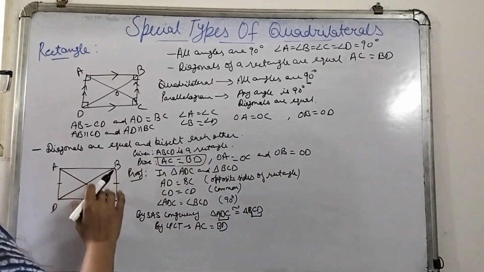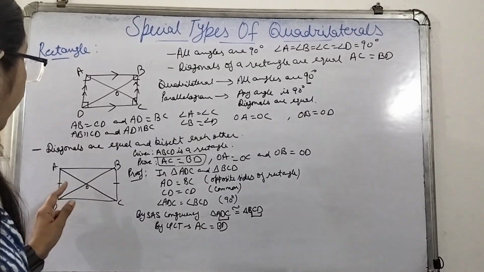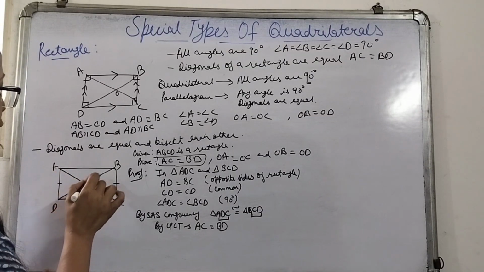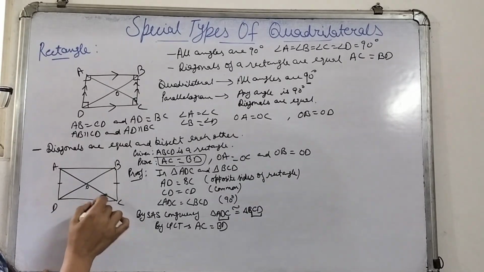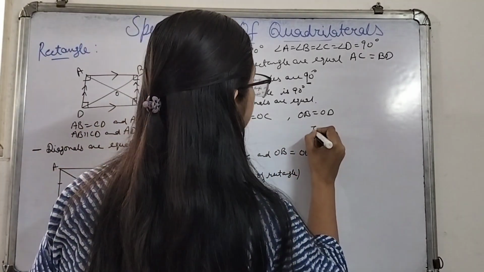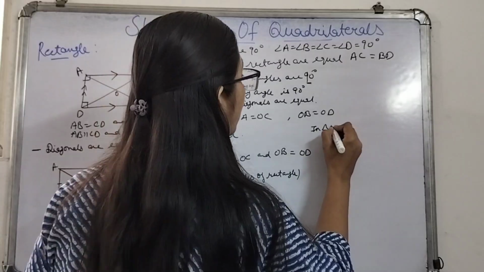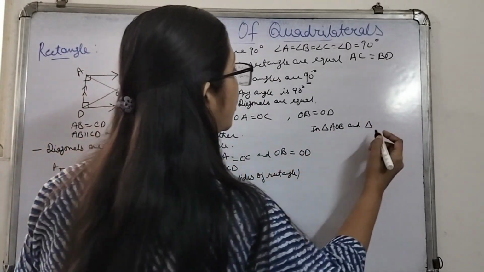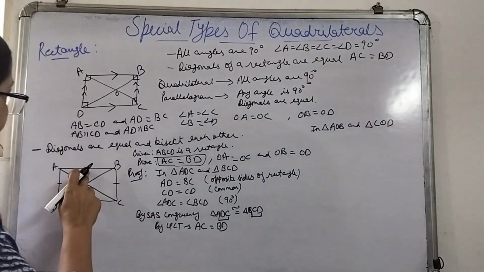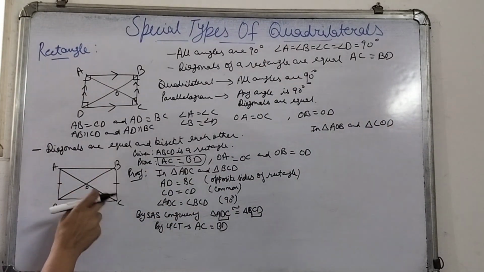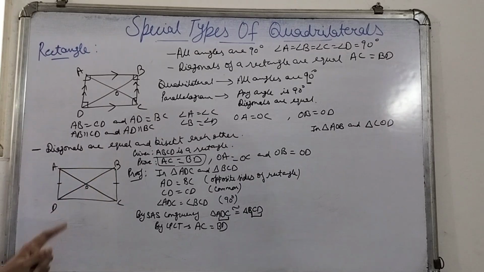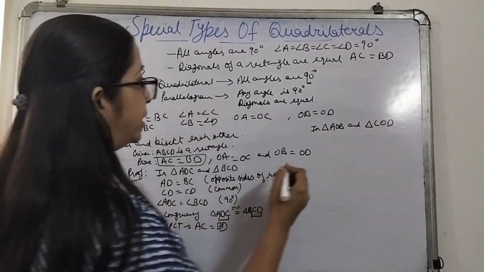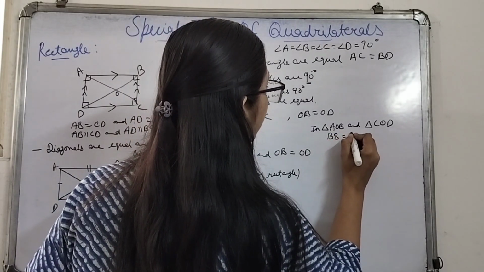Now we have to prove that the diagonals bisect each other. To prove it, we can take one triangle as AOB and another triangle as COD. We are considering these two triangles, AOB and COD. In these two triangles, AB is equal to CD.